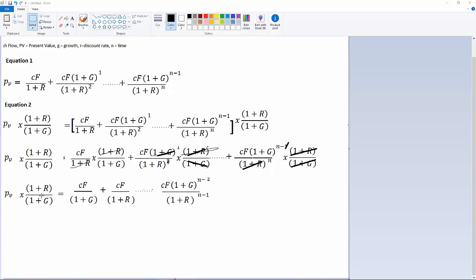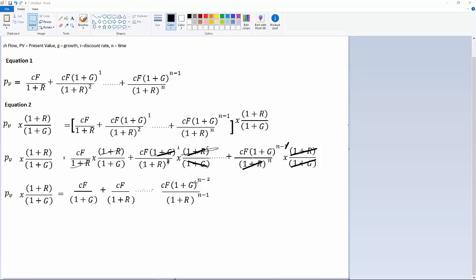Okay, so after we've crossed out, we get this, the left side of the equation we're not going to touch for a bit, but you can see that we get cf divided by 1 plus g plus cf divided by 1 plus r. Then there's other things that are crossing out, or other things that as we go on that we're not showing. But the next one would be, if we were to show it, cf times 1 plus g to the power of 1 divided by 1 plus r squared. So similar to what you're seeing here, but it's not shown because there's no reason to write it all out.